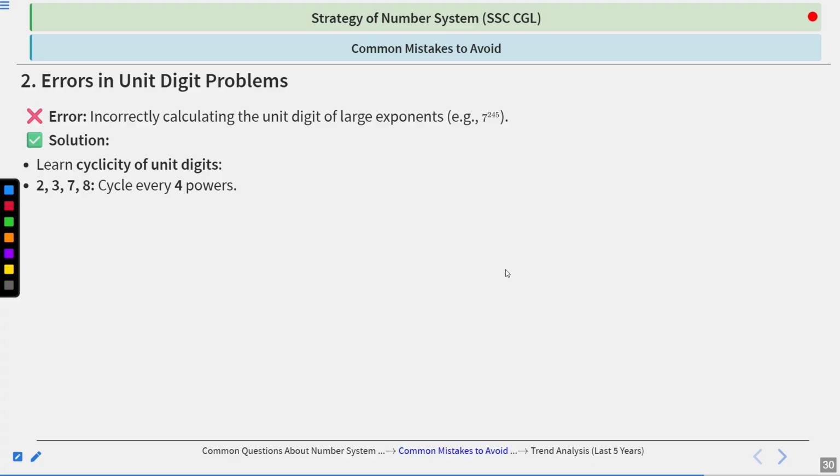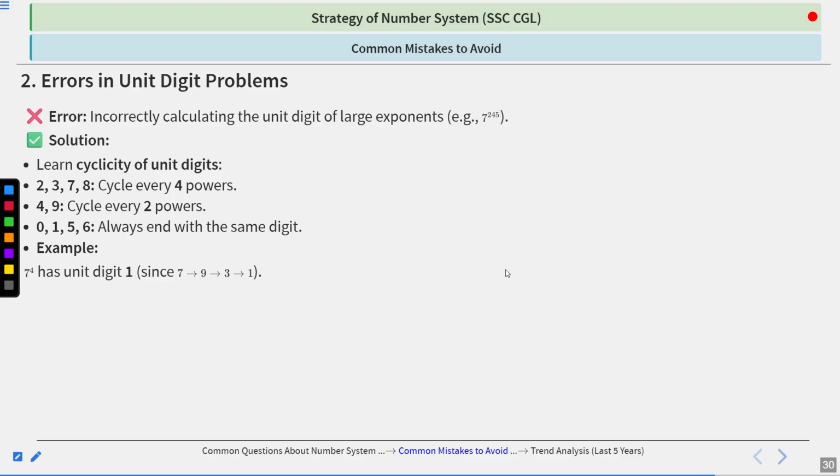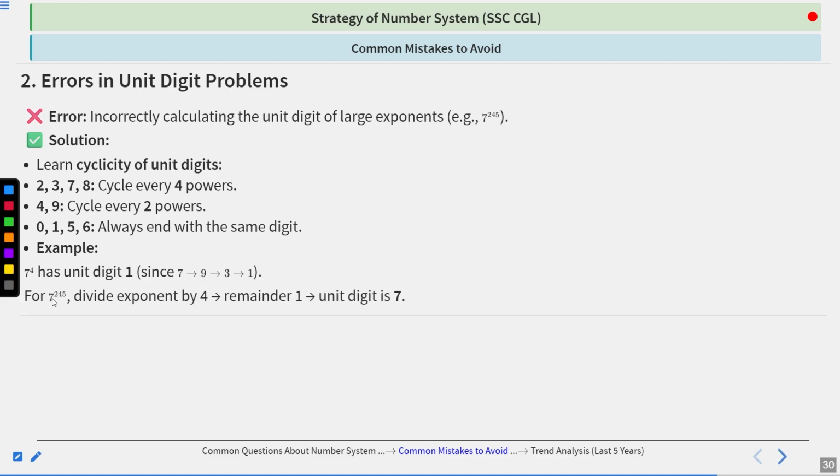We know that 2, 3, 7 have a cyclicity of 4, 4 and 9 have a cyclicity of 2, and 0, 1, 5 and 6 always end with the same digit. For example, 7 to the power 4 has unit digit 1, because the cyclicity of 7 is: power 1 is 7, power 2 is 9, power 3 is 3 and power 4 is 1. So for 7 to the power 245, we divide the exponent by 4 and get the remainder 1. When power is 1, the unit digit is 7. So the unit digit should be 7.